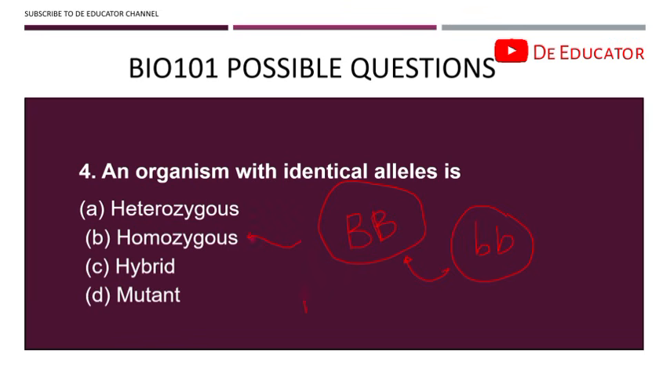Then if you see something like this, capital letter and small letter, what comes to your mind is heterozygous, which means that different alleles will give you heterozygous, and the same allele or identical allele will give you homozygous.